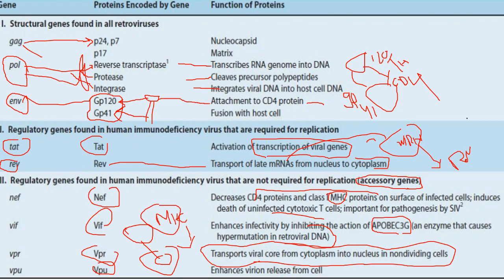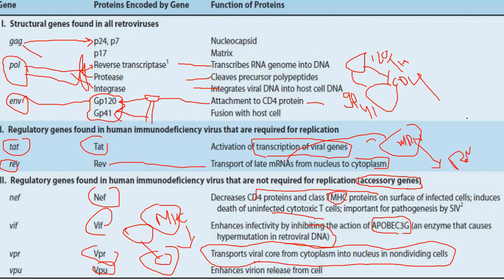Now, if we talk about the structural genes found in all the retroviruses, the question arises: what genes are responsible for these proteins? One gene is called the GAG gene. Actually, the GAG gene forms P24, P7. These proteins form the nucleocapsid. Now, the matrix is formed from P17, and this P17 protein is formed from the GAG gene.